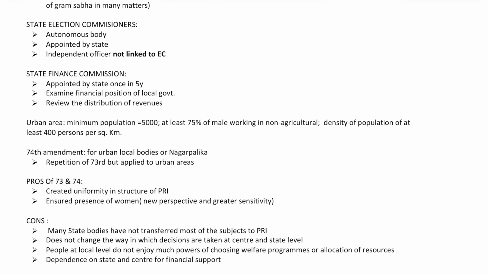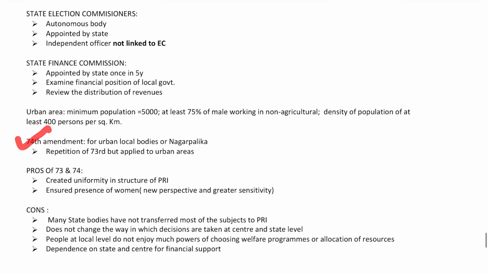For being an urban area, the minimum population should be 5,000. At least 75% of the male working population should be in the non-agricultural sector. The density of population should be at least 400 persons per square kilometer. So the 74th Amendment Act was done for the local bodies or Nagarpalikas, Nagar Parishads.